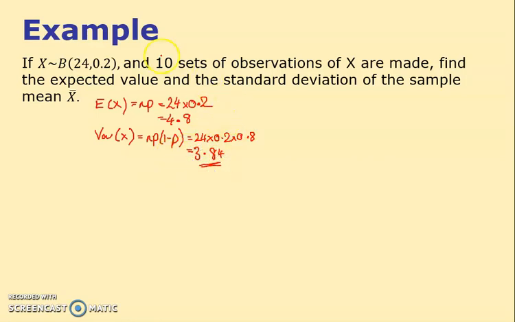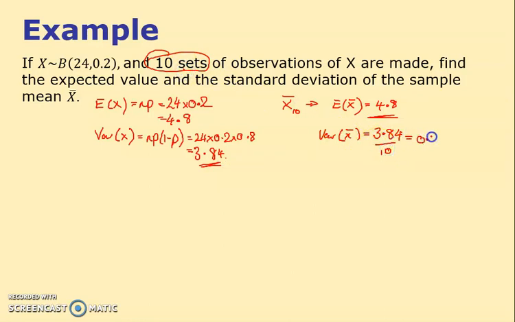So what's it say? I do 10 sets of this. That's the important thing. And so when I get my x bar with 10 observations, if you like, it will simply mean that E of x bar is 4.8. It's always the same, so it doesn't change. But my variance of x bar will be, well, this is where we have to just be a bit careful. It's 3.84. And I've got 10 sets of data, so it's divided by 10, and it's therefore 0.384.